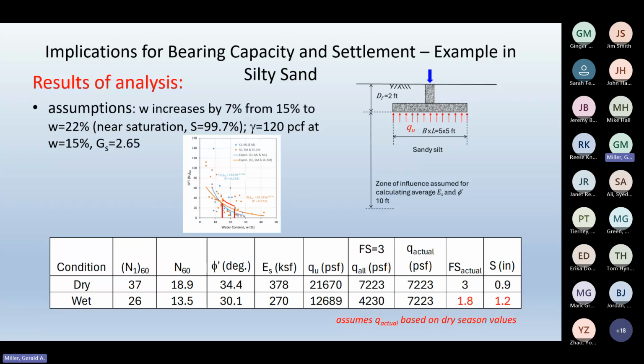That's our N60. There's our feet prime. So I evaluated bearing capacity with these two values, and I evaluated settlement. And so first, bearing capacity, there's the difference in bearing capacity.